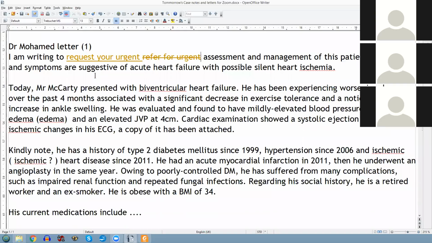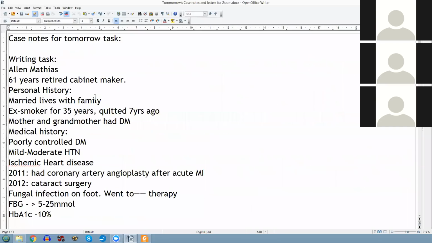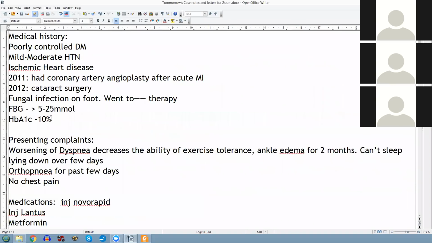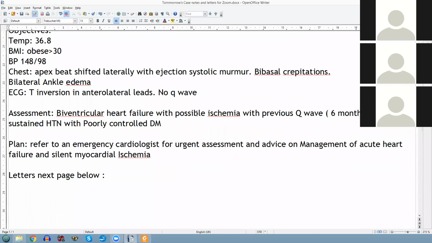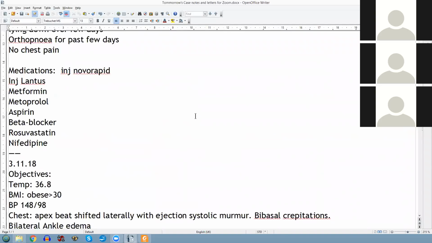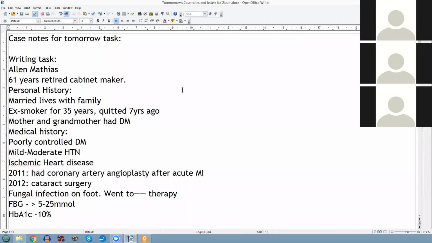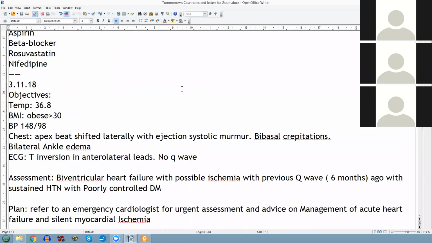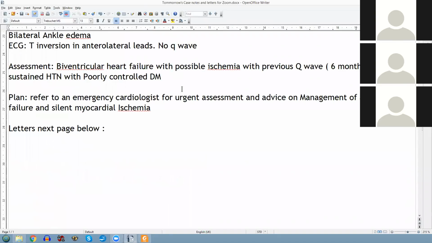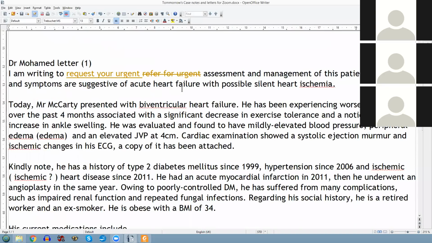So today, Mr. McCarthy presented with heart failure. Did he present? What? He came into the surgery and he said, oh, I've got heart failure. Now, I have to say, these case notes are not so good. It doesn't really tell us what the context is. If you are in hospital or if he's come into the surgery, these are not the best case notes I've ever seen.